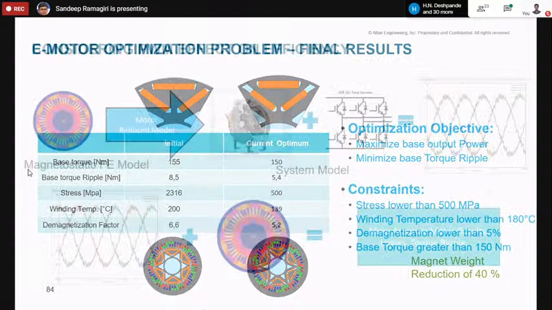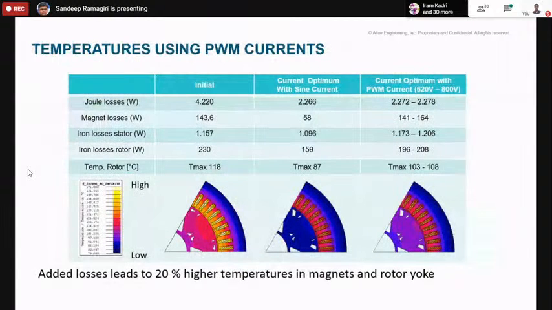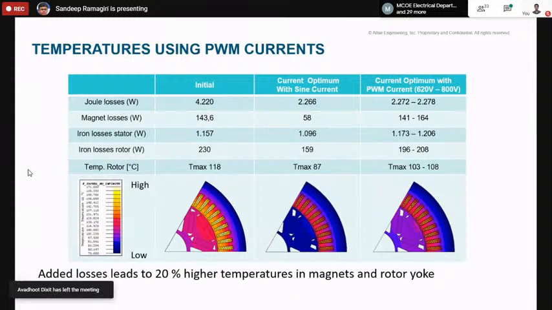And on top of that, it's also important for the electric vehicle, as I said. So we need to pump the motor with PWM signals to look at the iron losses, as you can see here. I pumped the motor with PWM signals, and because of the PWM signals, the magnet losses and also the iron losses on the stator and rotor have completely increased. Because of which there is a 20% higher temperature in the magnets and also the rotor yoke. So it's also important, and we need to check the temperatures.